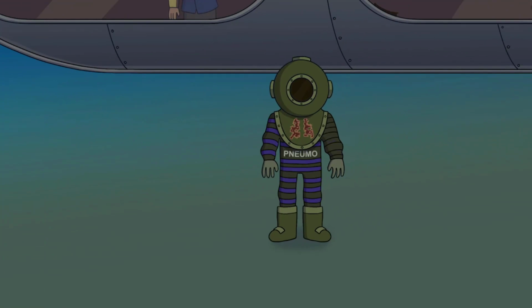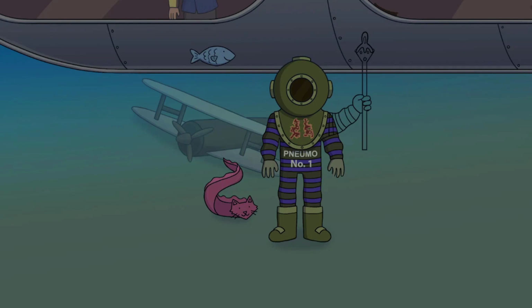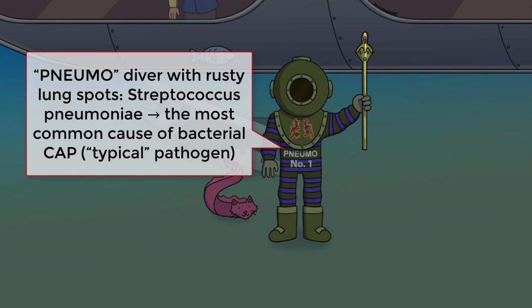All right, let's introduce the microbes commonly associated with CAP. First up, we've got the so-called typical bacteria. Streptococcus pneumoniae, a gram-positive bacteria, is the most common bacterial cause of CAP and will be symbolized by the stripy pneumatic suit with infiltrating rusty lung spots. Remember, that's purple for gram-positive.